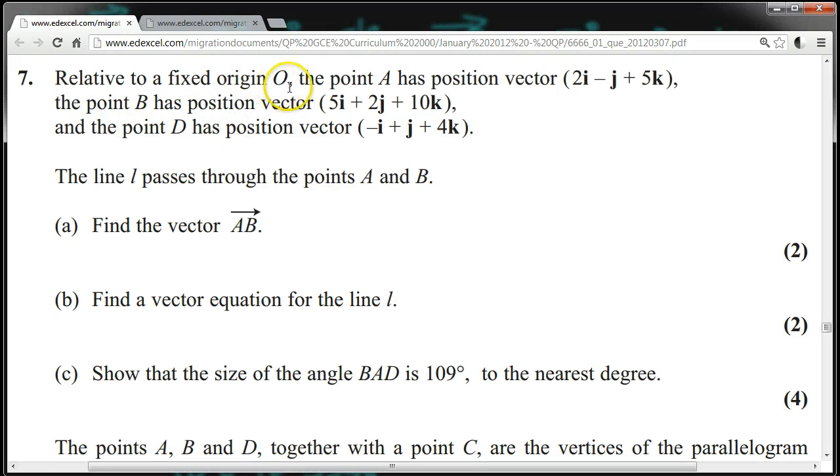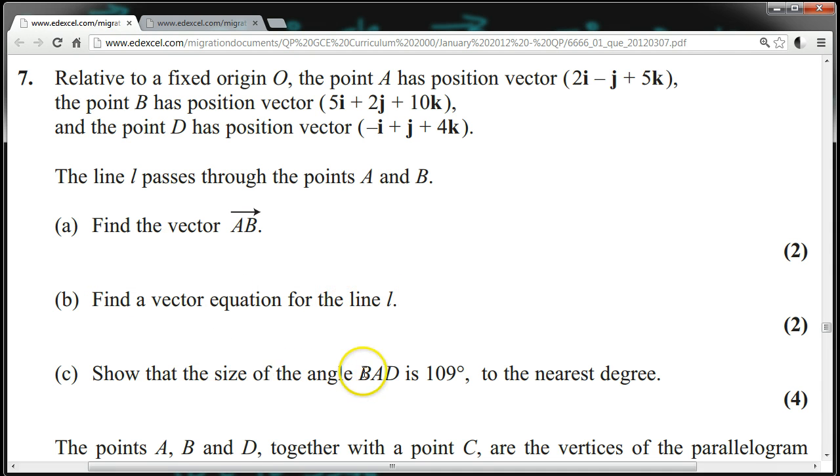Relative to a fixed origin O, the point A has position vector (2, -1, 5). The point B has position vector (5, 2, 10). And the point D has position vector (-1, 1, 4). The line L passes through the points A and B. Find the vector AB. Find a vector equation for the line L.